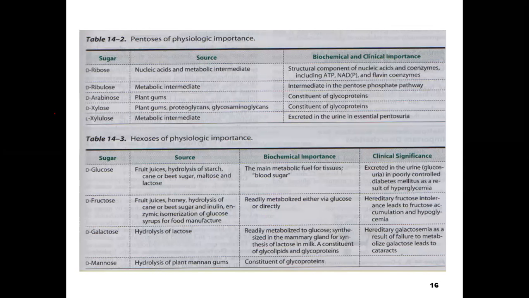For example, D-ribose makes nucleic acids and metabolic intermediates. Ribulose may be important for the metabolic intermediates in the pentose phosphate pathway. Arabinose may be present in plant gums and constitute the glycoproteins. And xylulose: plant gums, proteoglycans and glycosaminoglycans, and constitute the glycoproteins.